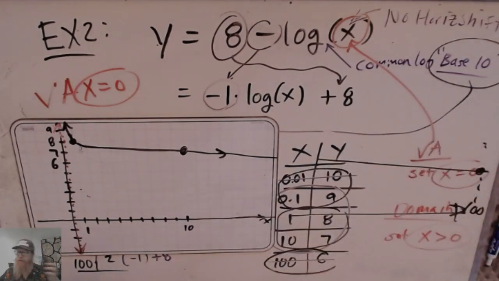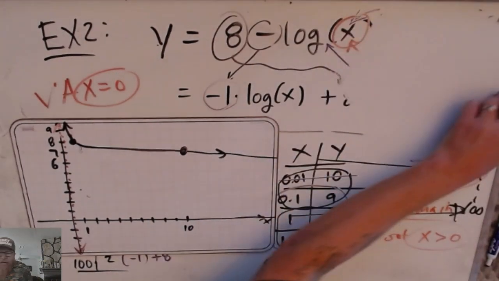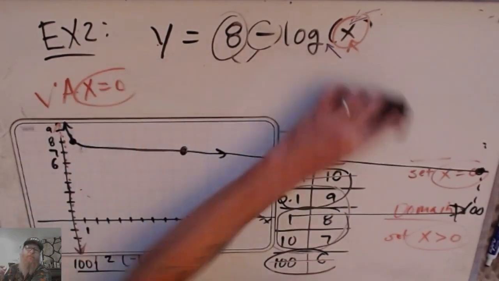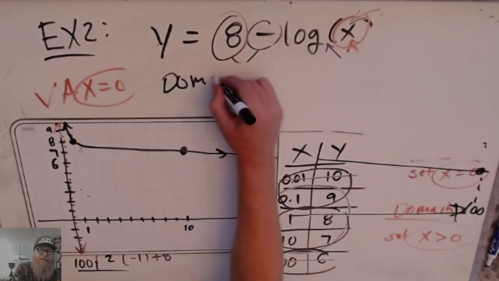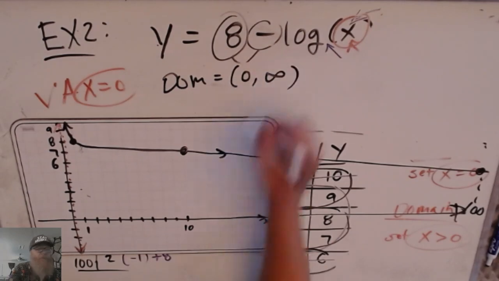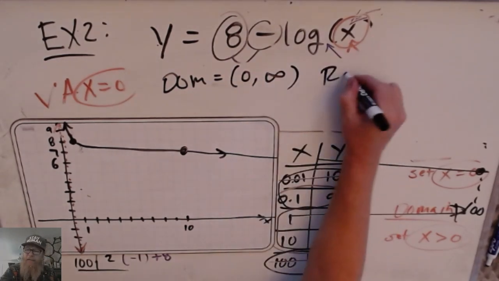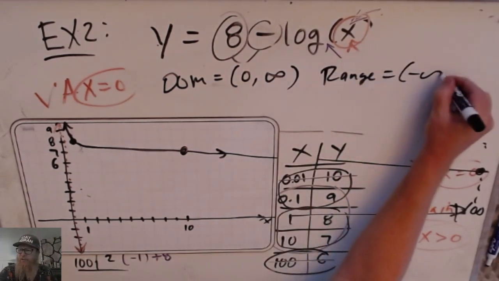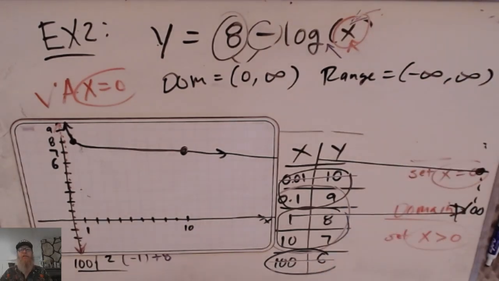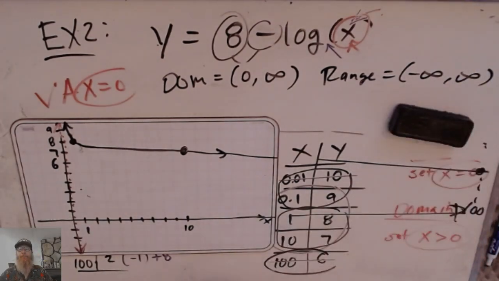All right, you probably know what I'm going to ask last. What's the domain and the range? So the domain, 0 to infinity. The range, negative infinity to infinity. All right, and your asymptote you already have is x equals 0. Okay, so those are your loose ends for the graphing.